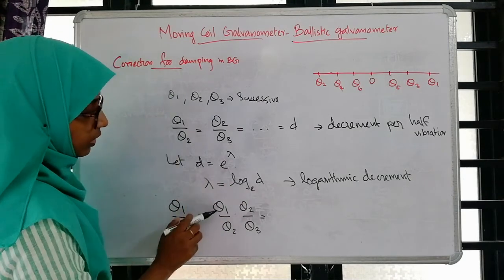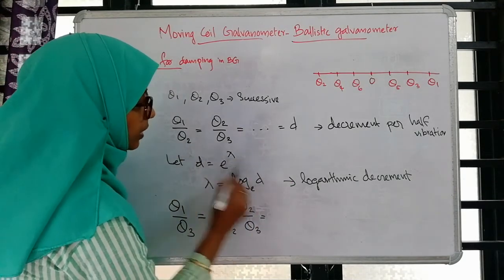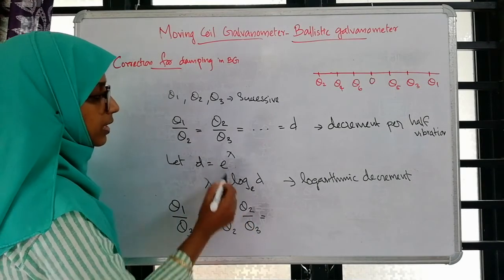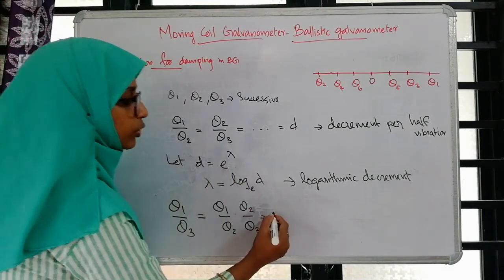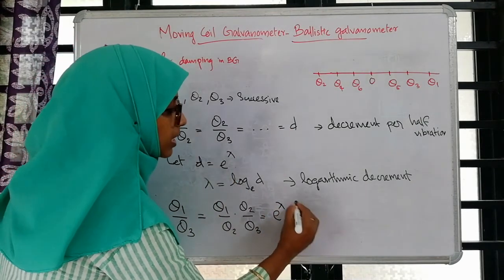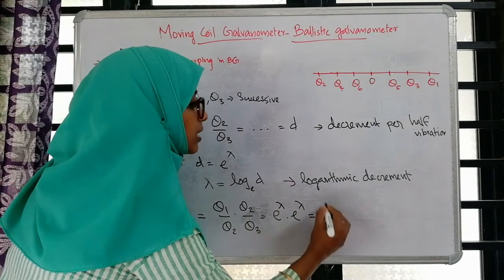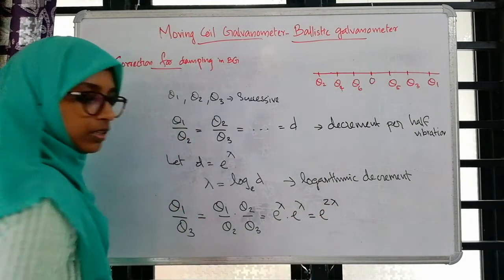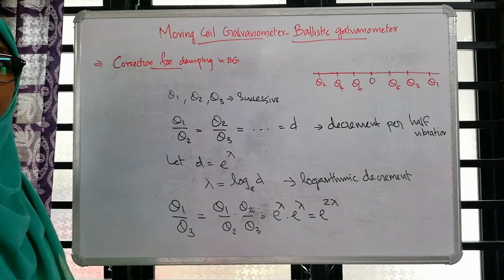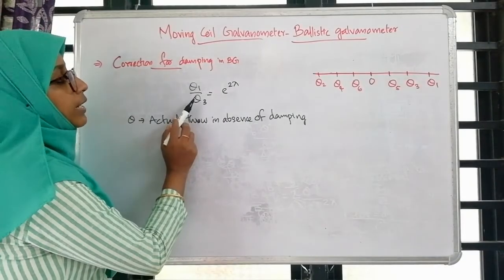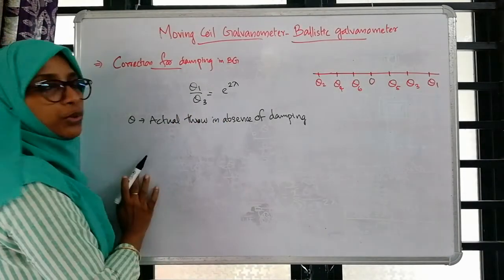that is, we know theta 1 by theta 2 is equal to D, and theta 2 by theta 3 is equal to D, which is equal to e raised to lambda into e raised to lambda, that is e raised to 2 lambda. So, we know theta 1 by theta 3, a complete vibration, is e raised to 2 lambda.